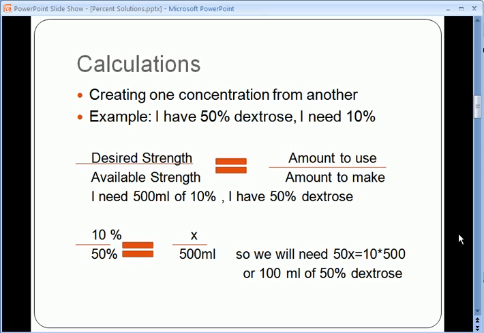the amount to make. So if I need 500 mLs of 10% and I have 50%, 10% is my desired strength, 50 is my available strength, and that equals X divided by the 500 milliliters, the amount that I want to make. So if I cross multiply and divide, 10 times 500 equals 50X. I divide both sides by 50, and X equals 100 milliliters. I would need 100 milliliters of 50% dextrose.